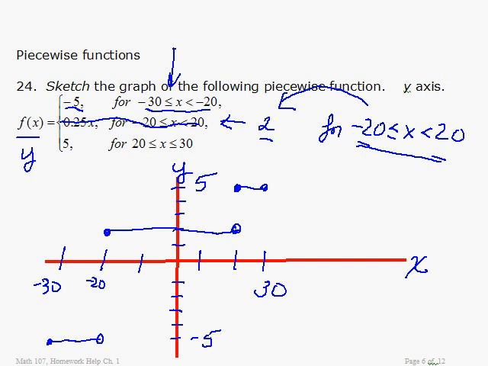So that's the first thing to understand in piecewise functions: each piece is like a little function by itself, but it's only graphed between minus 30 and minus 20. Here it has a value of 2, but only between minus 20 and 20. Here it has a value of 5, but only between 20 and 30. Okay, that was for constants. Now I'm going to erase this and do the one that's the problem there.